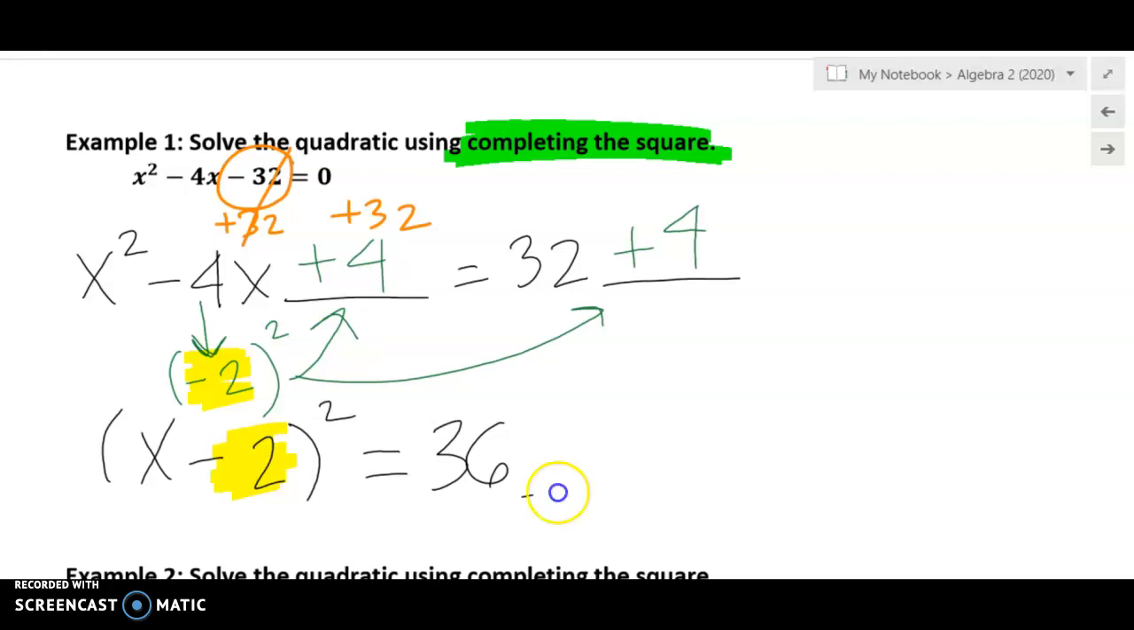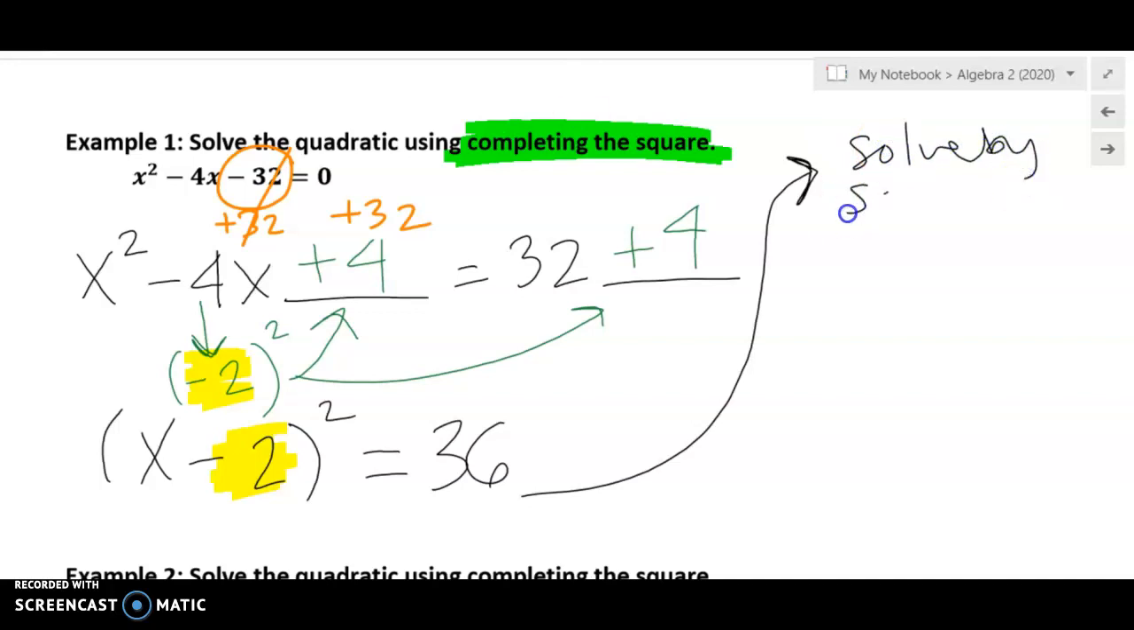So now I'm going to take this information and start writing it over here, and I'm going to solve this. And I'm going to solve by square roots.